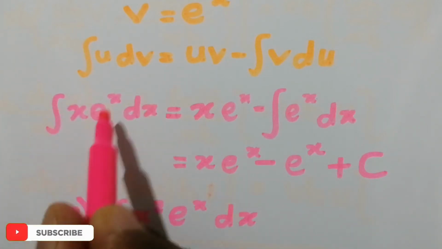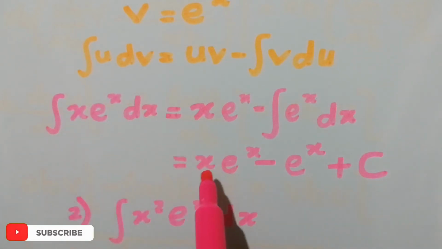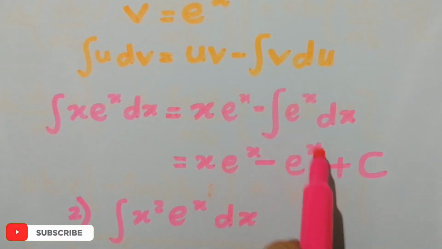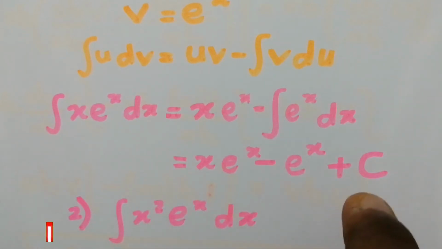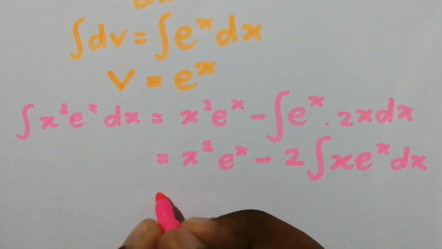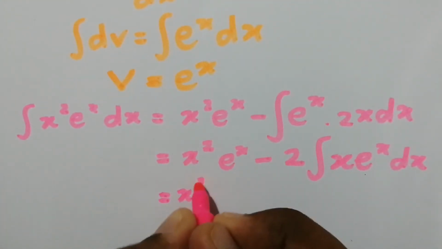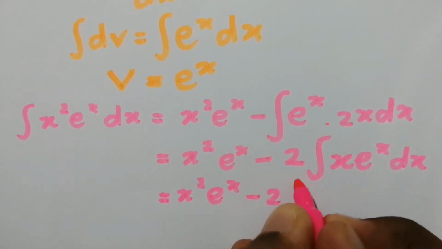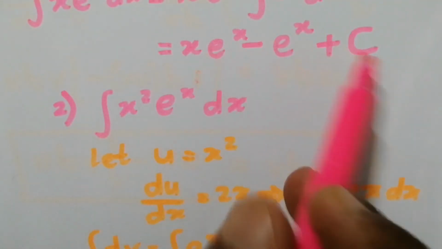See, I am using this final answer. The integral of x e^x dx is equal to x e^x minus e^x, without this constant part. And here it is equal to x squared e^x minus 2 times this one.